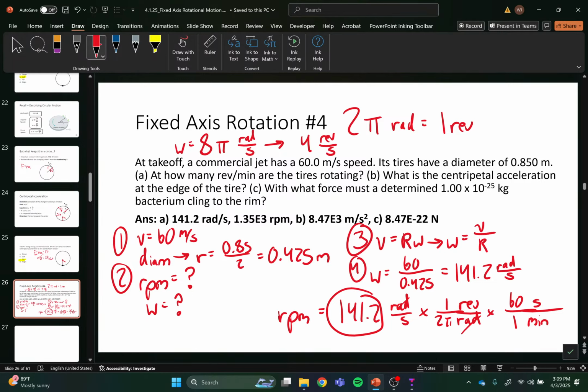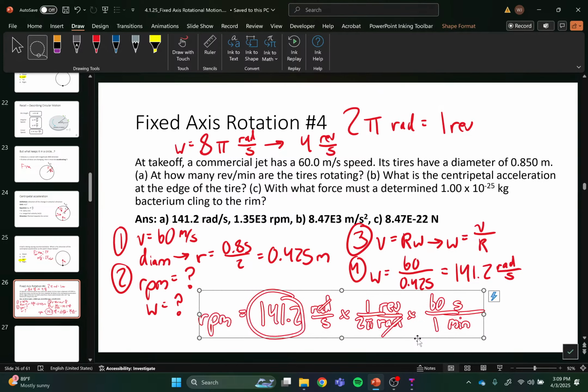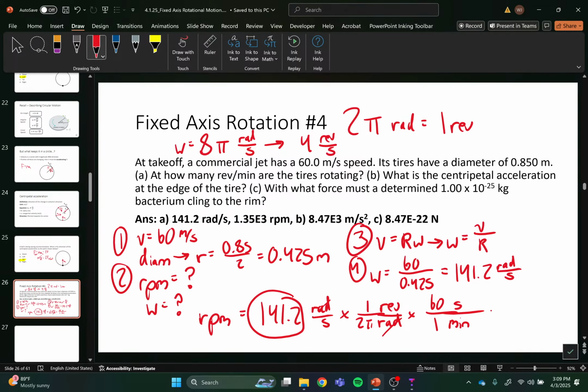So you chuck all this in and you get an answer. You get that the revolutions per minute is 1,350 RPM. Yay! All right, the rest of the problem is much easier. So if you're cool with this, the rest of the problem is even easier.